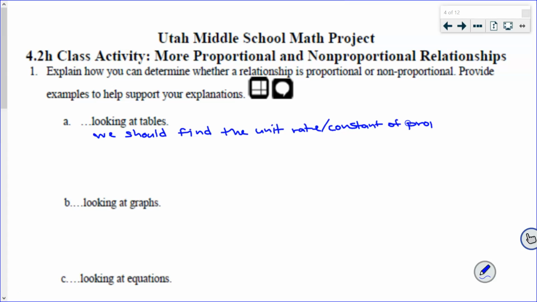That's fine. You can write COP. What exactly is that going to look like if I'm finding the unit rate or constant of proportionality? Like, how do I look at that table and find that? How can I tell if it is proportional or not? Luke, can you add to that a little bit?